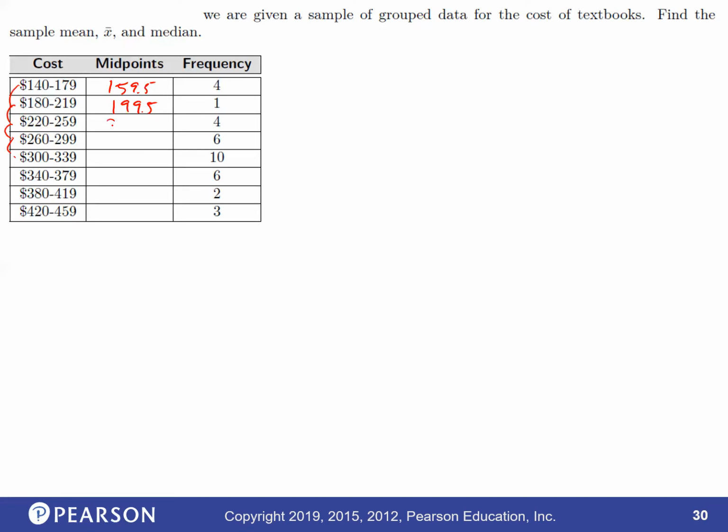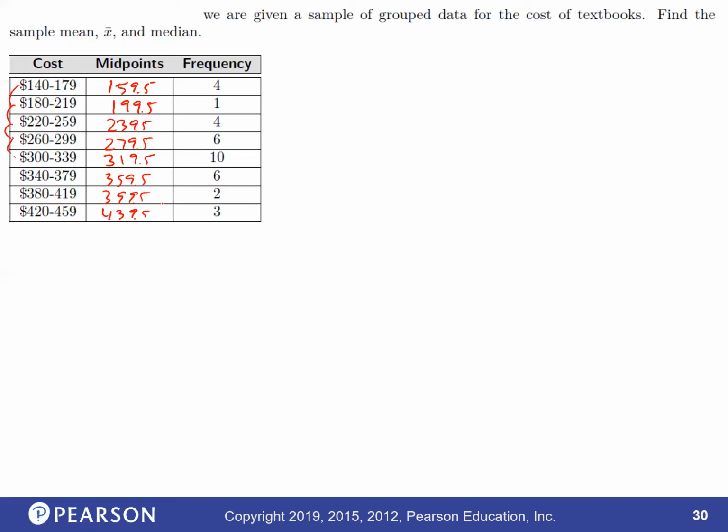So I'm going to take a wild guess here. 239.5, is that right? Yes, 279.5. Help me on the next one. 319.5, okay. 359.5. 399.5, are we good there? And the last one.